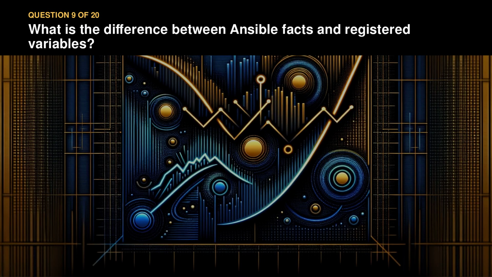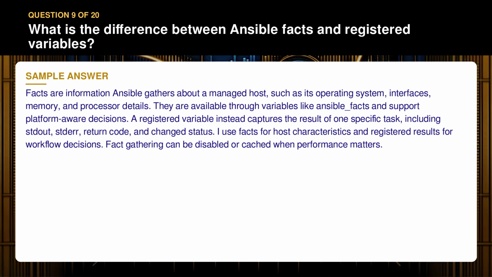Question 9. What is the difference between Ansible facts and registered variables? Facts are information Ansible gathers about a managed host, such as its operating system, interfaces, memory, and processor details. They are available through variables like ansible_facts and support platform-aware decisions.